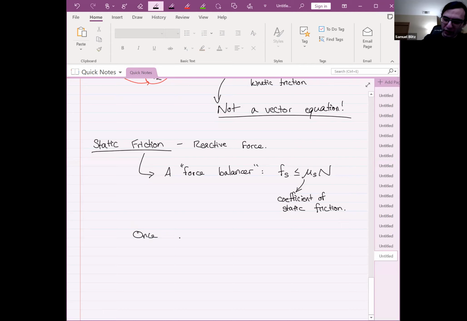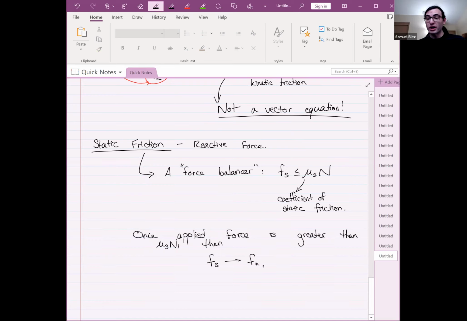Once the applied force is greater than mu sub s times N, then the static friction becomes kinetic friction. All static friction goes away because the object's moving, and the kinetic friction takes over and becomes the dominant force when we're talking about slowing objects down.